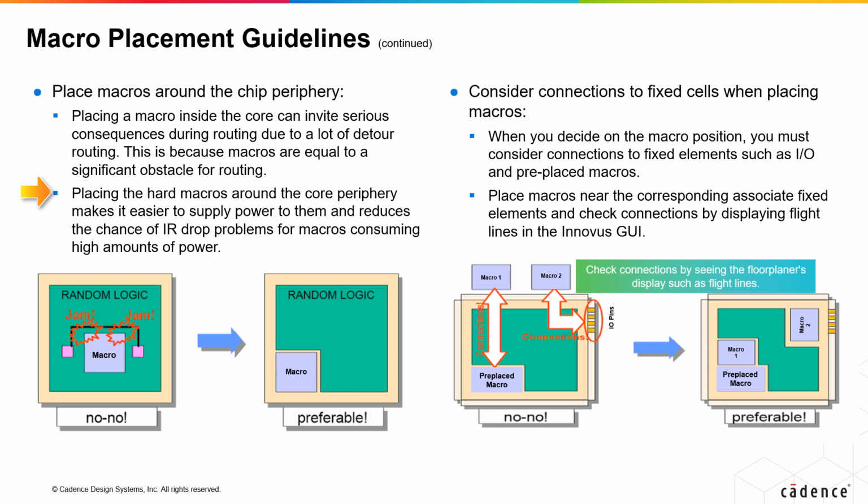Placing the hard macros around the core periphery makes it easier to supply power to them and reduces the chance of IR drop problems for macros consuming high amounts of power.